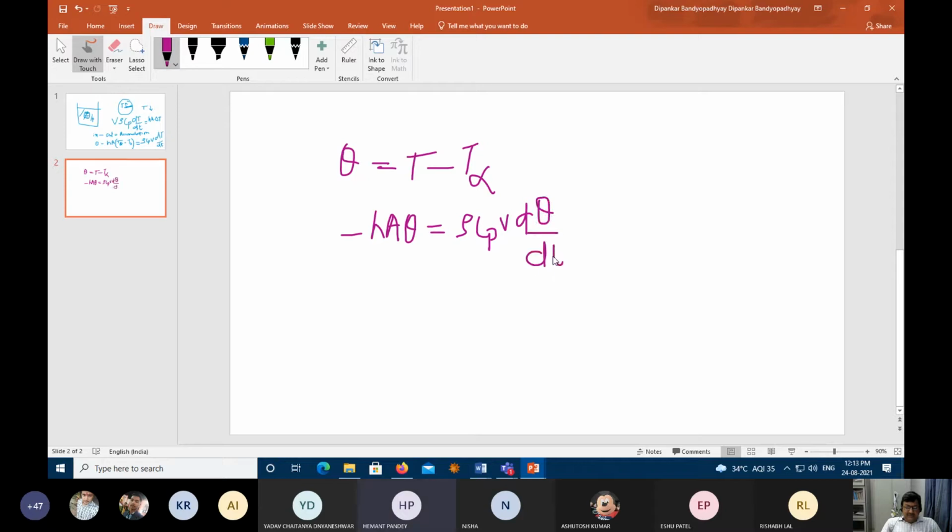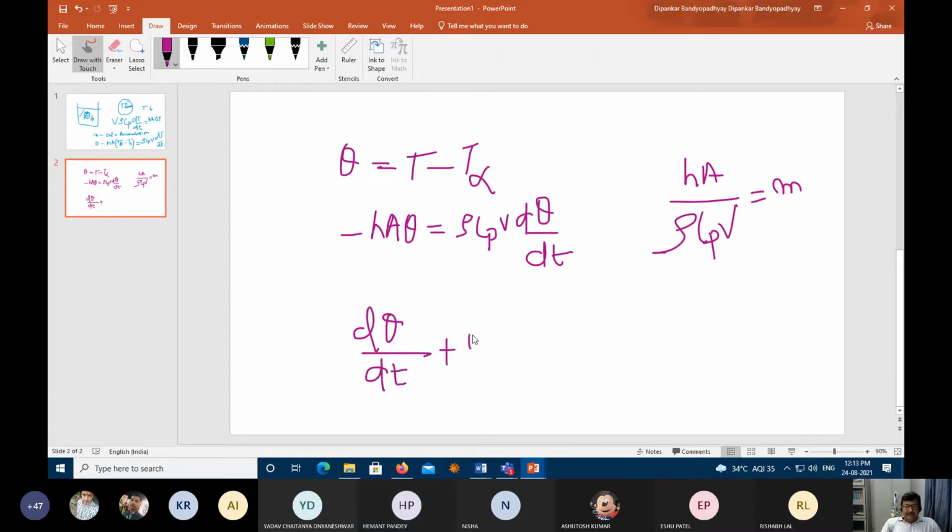Yes. Now you notice that for a given geometry, V, Cp, rho, h and A are all constant, right? So what I do is say that hA divided by rho Cp V is equal to m. So what do I get? Minus m theta equal to d theta by dt. D theta by dt plus m theta equal to 0, right? So now what is the solution? Theta equal to what?